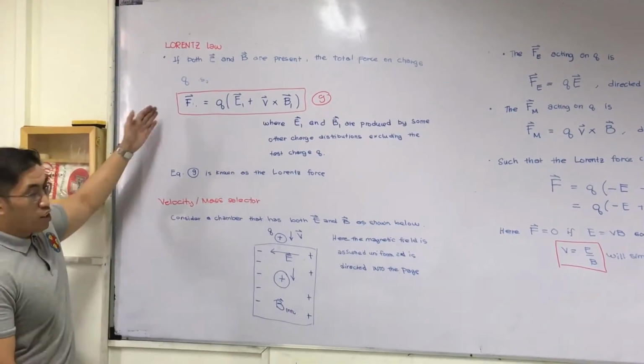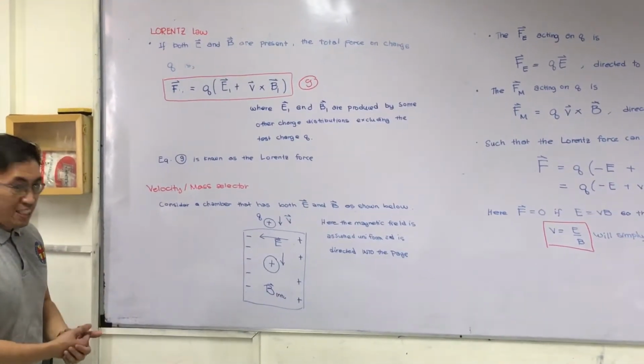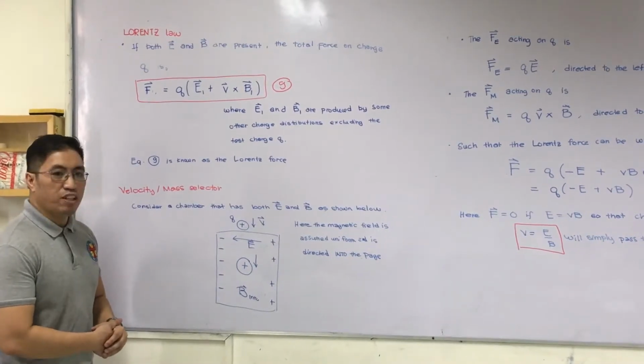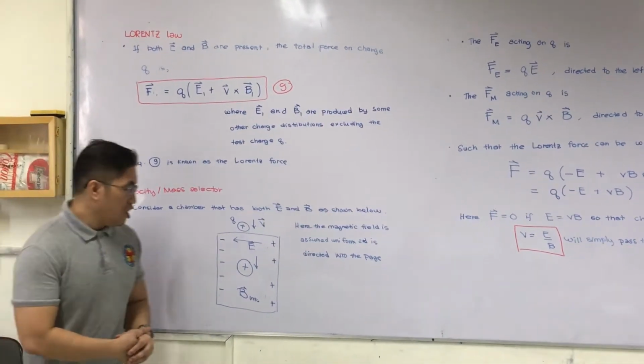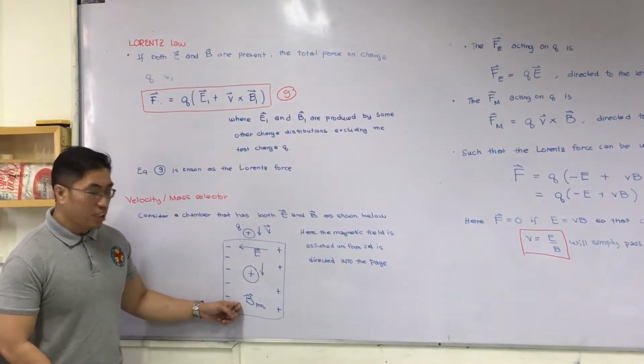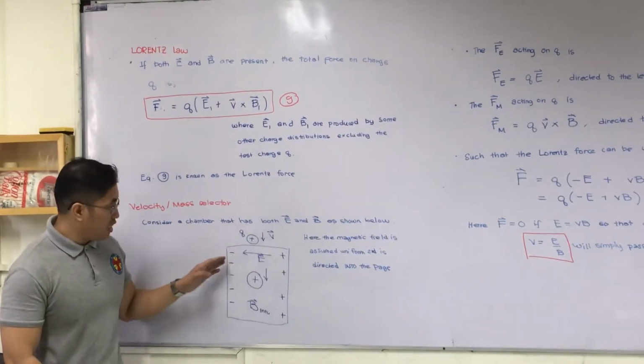Now, using equation 9, we can construct a velocity or mass selector. The idea is this. Consider we have a chamber wherein both electric field and magnetic field are present. Here the magnetic field is assumed to be uniform and directed into the page, wherein the electric field is coming from your parallel plate capacitor, from the positive plate towards the negative plate.